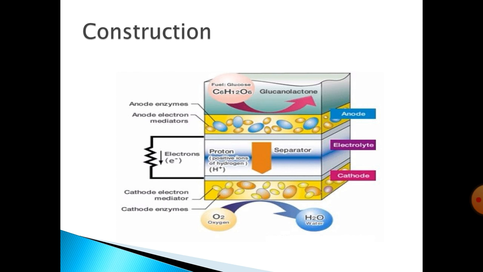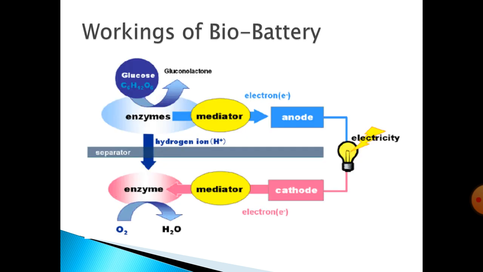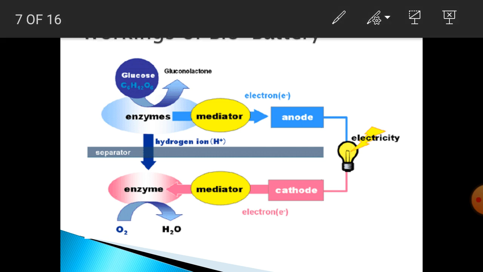In a biobattery construction, the anode terminal is placed at the top of the battery, whereas the cathode terminal is placed at the bottom of the battery. In between these two terminals, electrolyte is placed, which includes a separator. The separator plays a key role by separating the anode and cathode terminals from one another, which avoids a short circuit, otherwise the entire battery will be damaged. In the system, electricity is generated by the flow of electrons as well as protons.